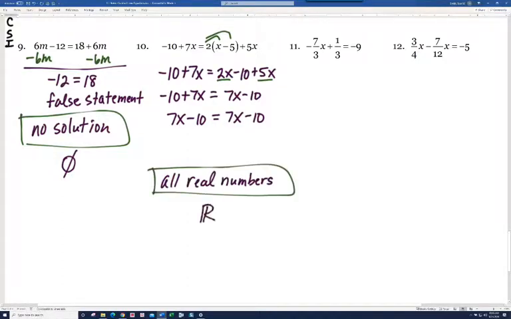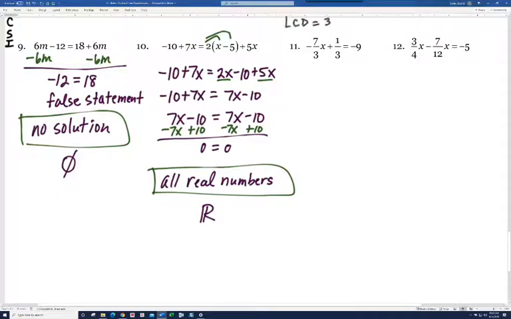And we sometimes will write all real numbers this way. It's like a capital R with two legs. Now the other thing I'll mention here is I could add 10 to both sides and subtract 7x on both sides, and you'd get 0 equals 0, which essentially means everything fell out. And that's only going to happen when the two sides are equivalent or equal. All right, so let's move on to fractions.